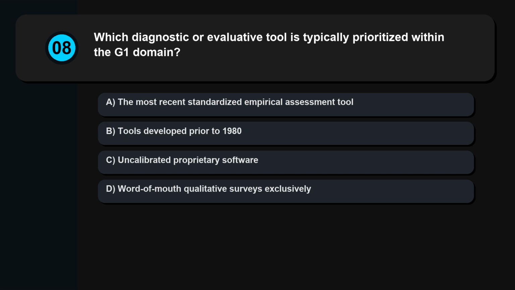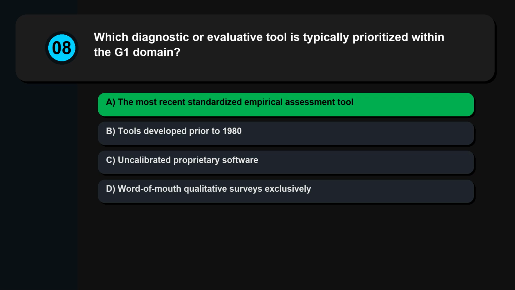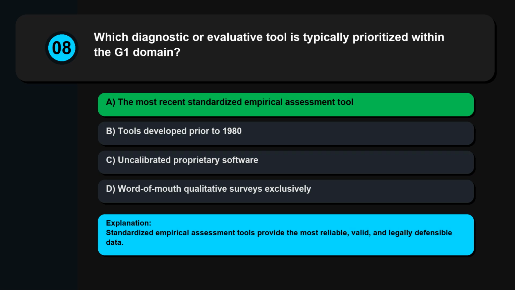Question 8. Which diagnostic or evaluative tool is typically prioritized within the G1 domain? The most recent standardized empirical assessment tool. Tools developed prior to 1980. Uncalibrated proprietary software. Word-of-mouth qualitative surveys exclusively. Standardized empirical assessment tools provide the most reliable, valid, and legally defensible data.